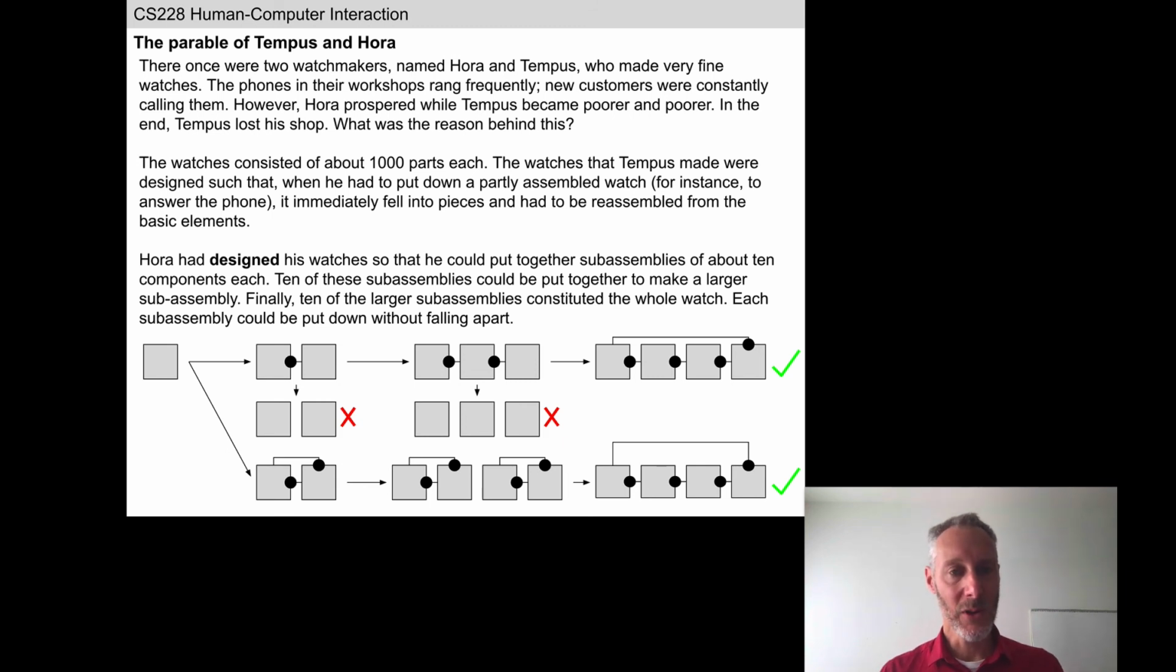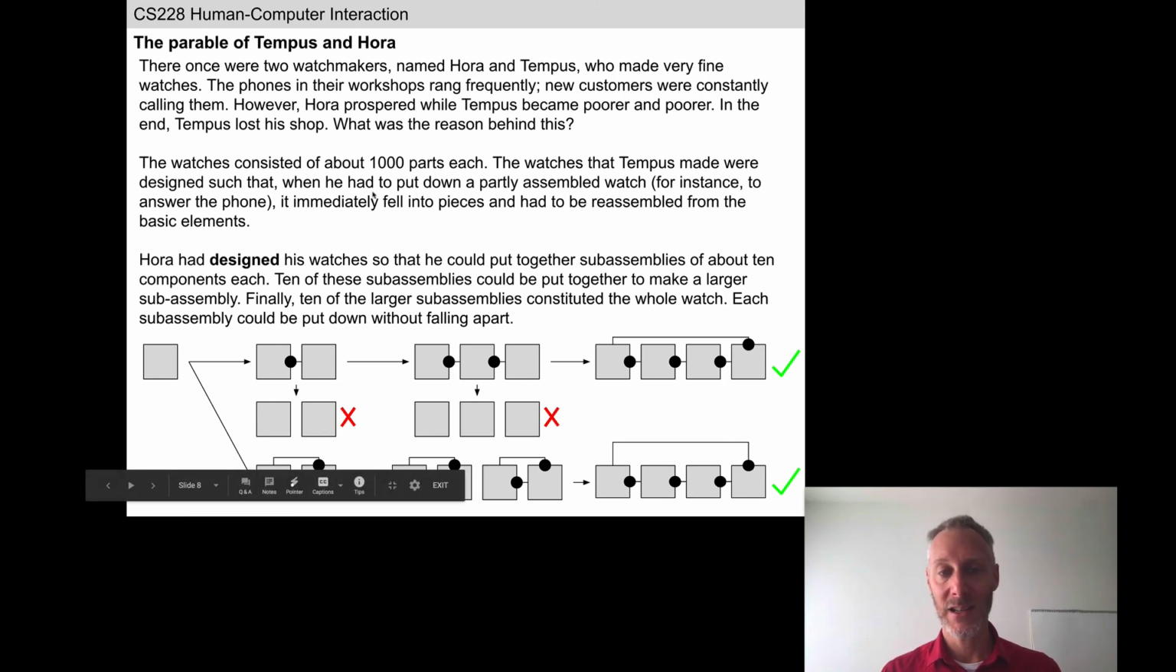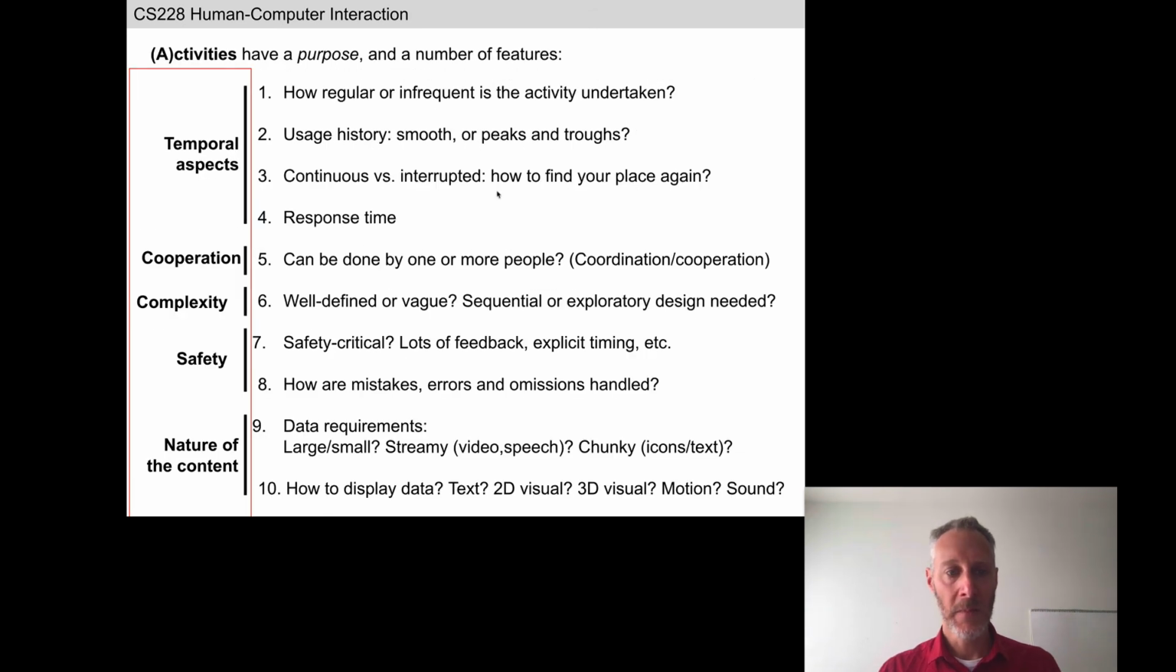So this parable is just, again, one concrete example of how thinking about the activity, and in this case, the fact that the activity is going to be interrupted, informs how we go about designing the technology to begin with. Okay, so what are some other aspects of an activity?